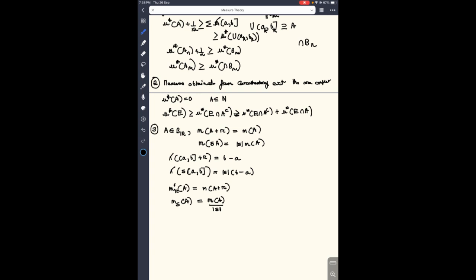Check that. Define the good sets like this: all such A belonging to the Borel sigma algebra of R such that M of SA equals M of A. Clearly see that from these two, it happens for the algebra, right? It happens for the algebra. Use monotone class theorem.